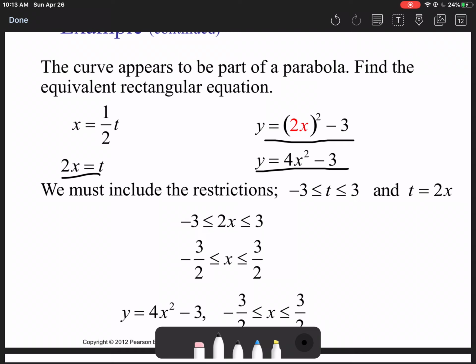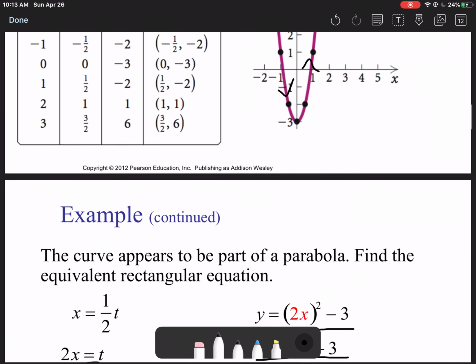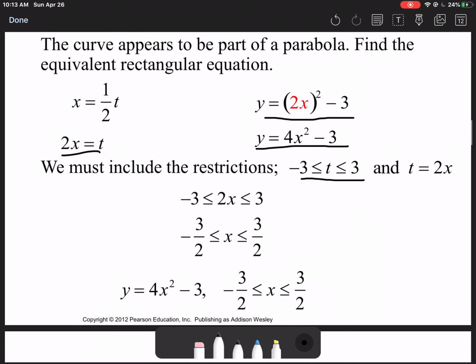But it's not the entire parabola. Because of those limitations on t, we also have to limit what part of the parabola we're looking at, because we're not looking at the entire graph. So if you eliminate the parameter, you also have to adjust the limitations on your variable. It's most common to put the limitations on your input variable. Since we wrote the equation as y equals 4x squared minus 3, x is our input variable, our independent variable.